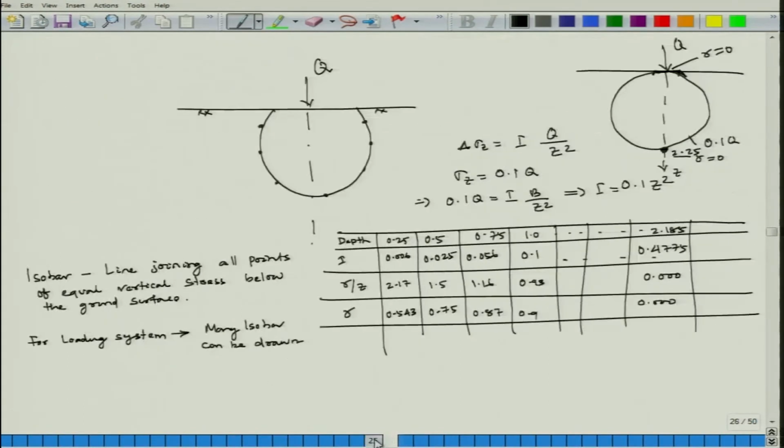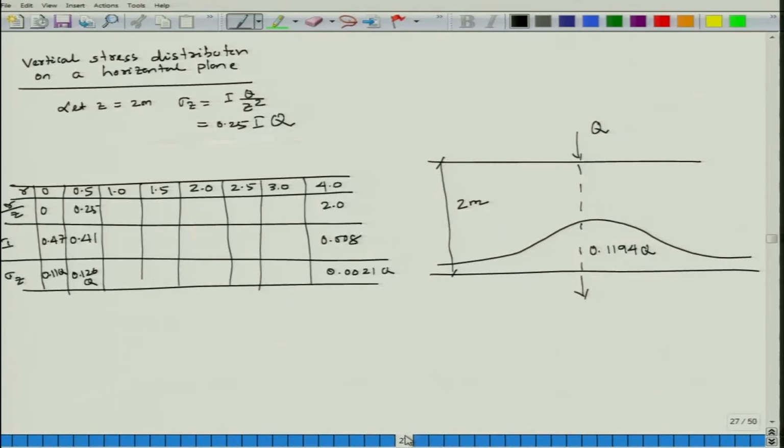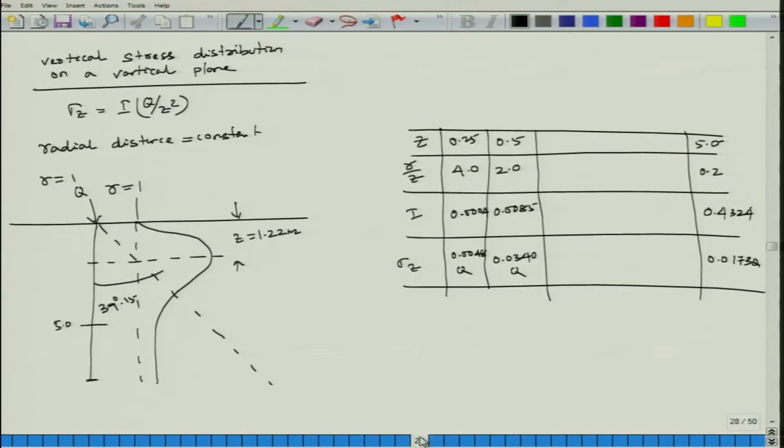This is how, first one is your isobar. Isobar means it is just below the load intensity, and there it is supposed to be 0.4775. Then the second one is the vertical stress distribution on a horizontal plane. I have taken, for example, z equal to 2 meter. Here the maximum intensity is located below your point load, and this will be 0.1194 Q.